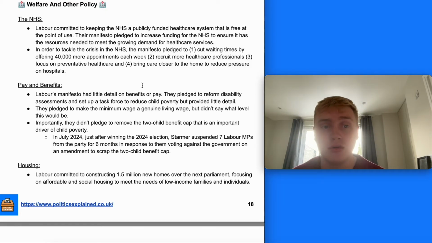The NHS is like a religion in the United Kingdom, and saying you would decrease funding for the NHS or privatise the NHS would almost be electoral suicide. In order to tackle the crisis in the NHS, the manifesto pledged to cut waiting times by offering 40,000 more appointments per week, recruit more healthcare professionals, focus on preventative healthcare and bring care closer to the home to reduce pressure on hospitals.